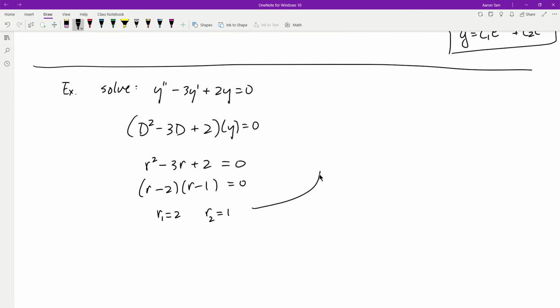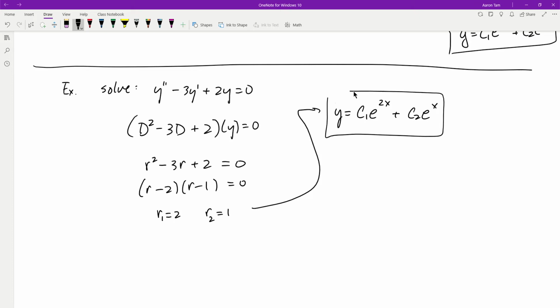And so now I'm just going to write out my solution. My solution, y, would equal c1 e to the 2x plus c2 e to the 1x, which is just e to the x. And voila, that's my solution. Notice we didn't do any integration at all. We just literally solved a quadratic equation for the two roots and then used them to write out the solution.